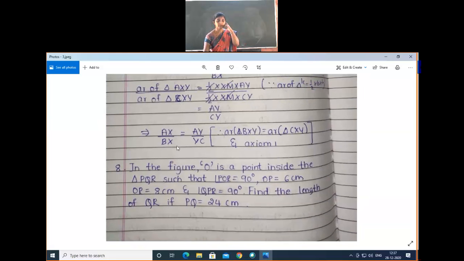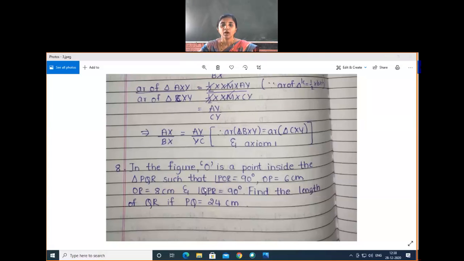Okay, the 8th problem is like this. One second, students. Camera can fix me. Okay, students, now the 8th problem explanation. The page is visible, no?